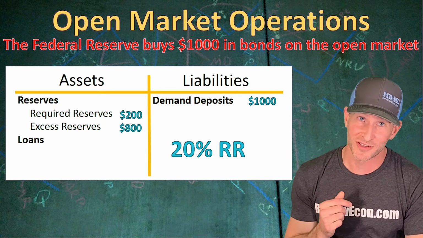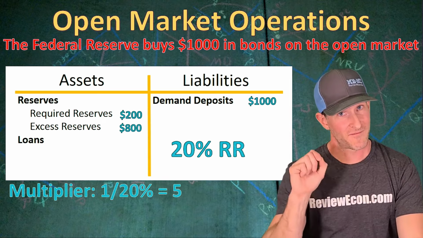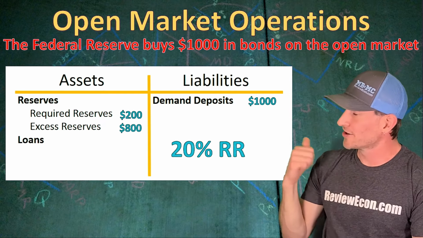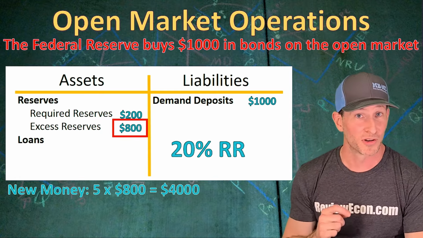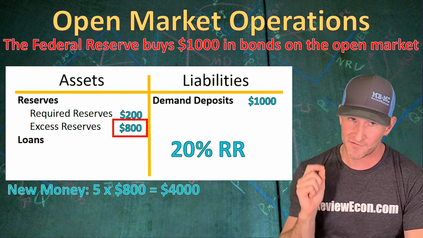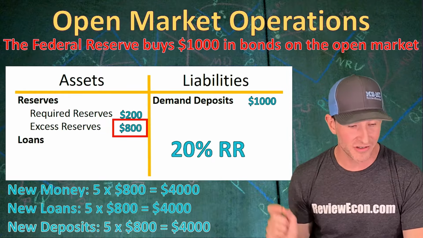Since we have a 20% reserve requirement this time, our multiplier is 1 divided by 20%, 5. And our excess reserves here of $800, we're going to multiply that by the multiplier of 5 to find out we will have $4,000 worth of new money, new loans, and new deposits.